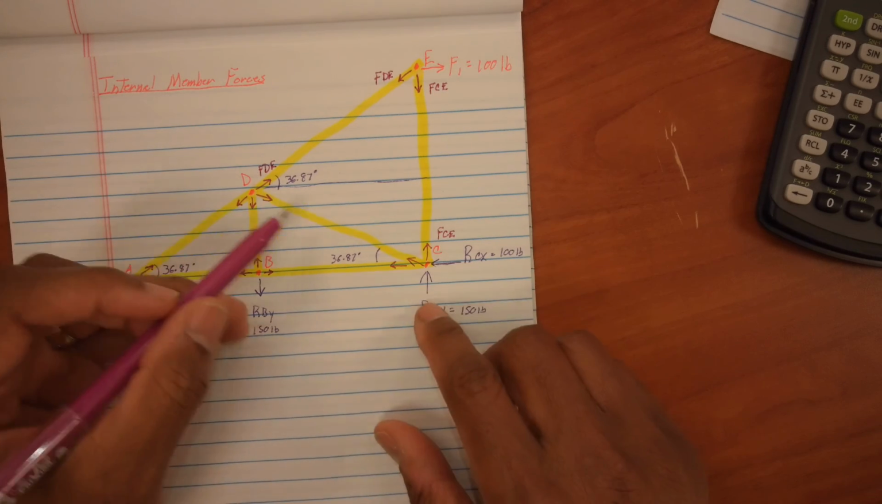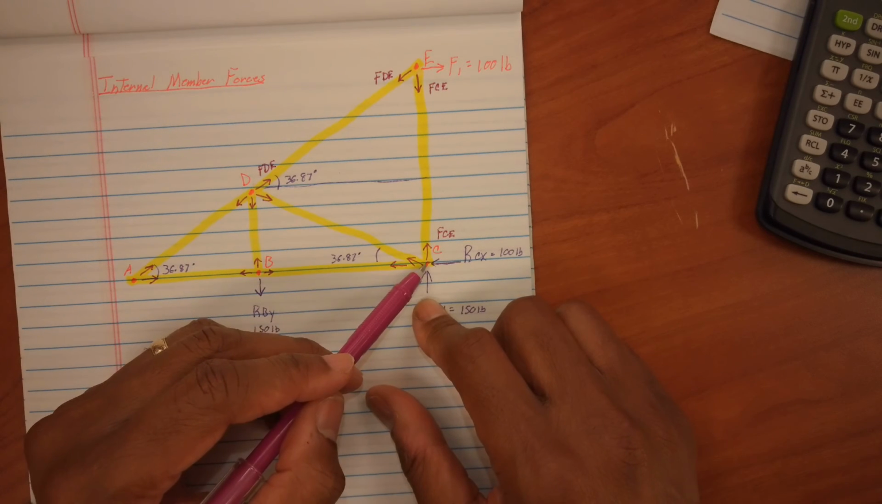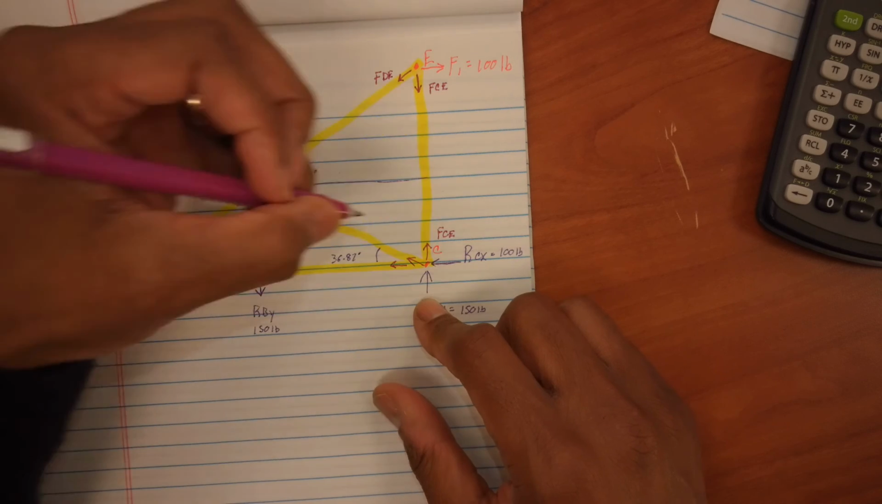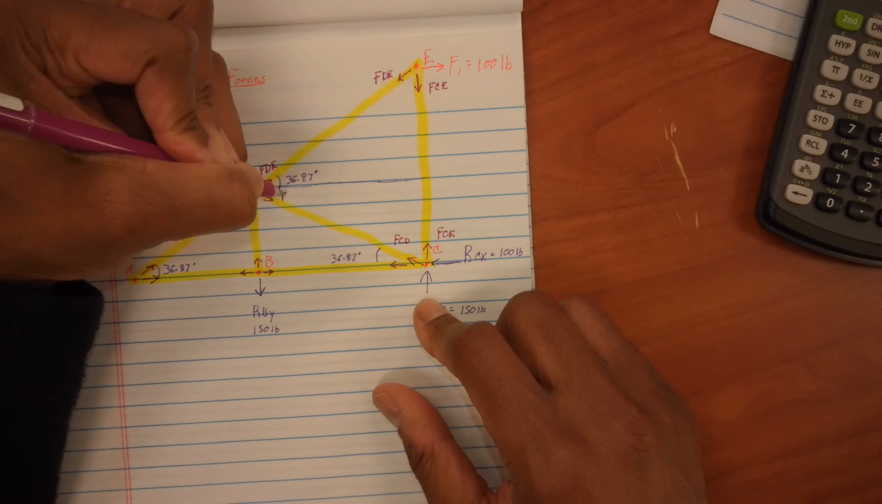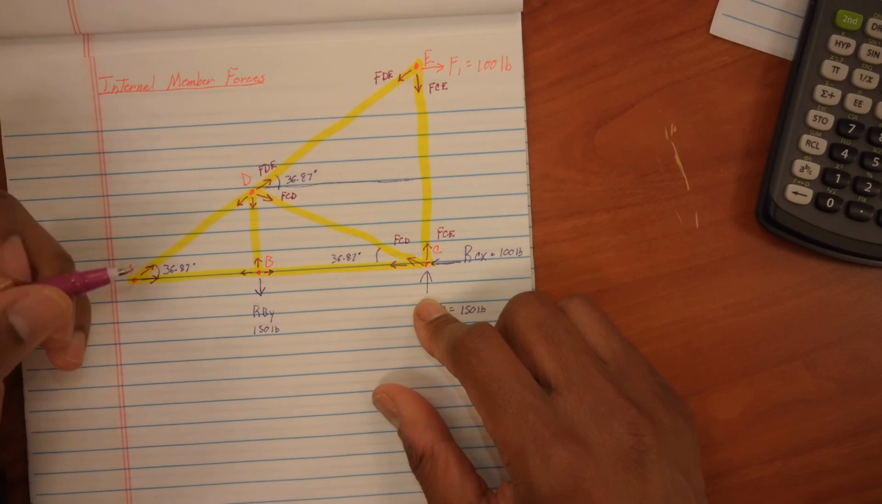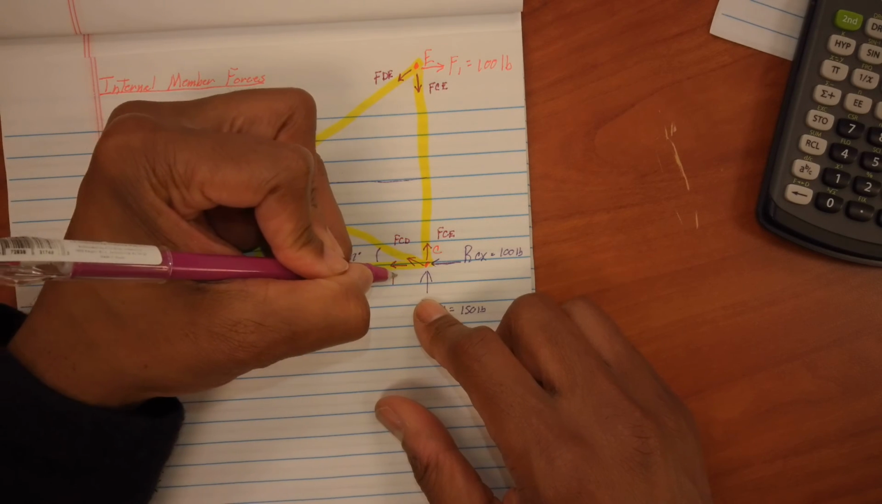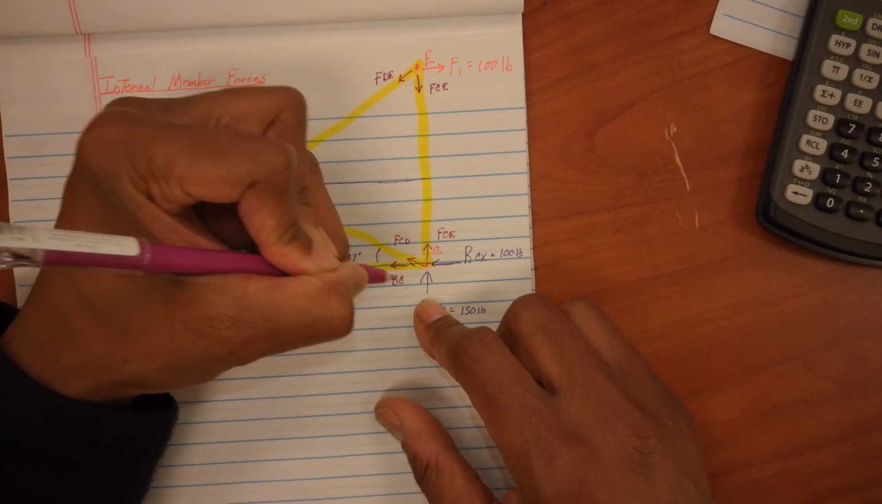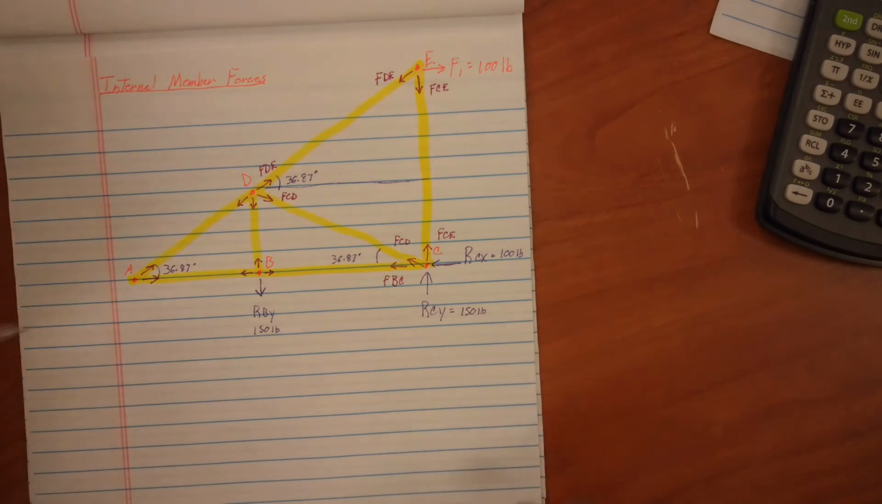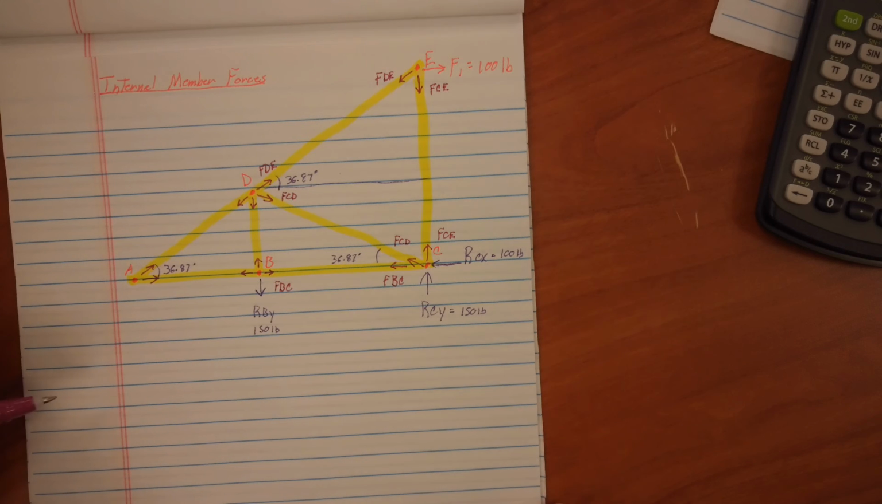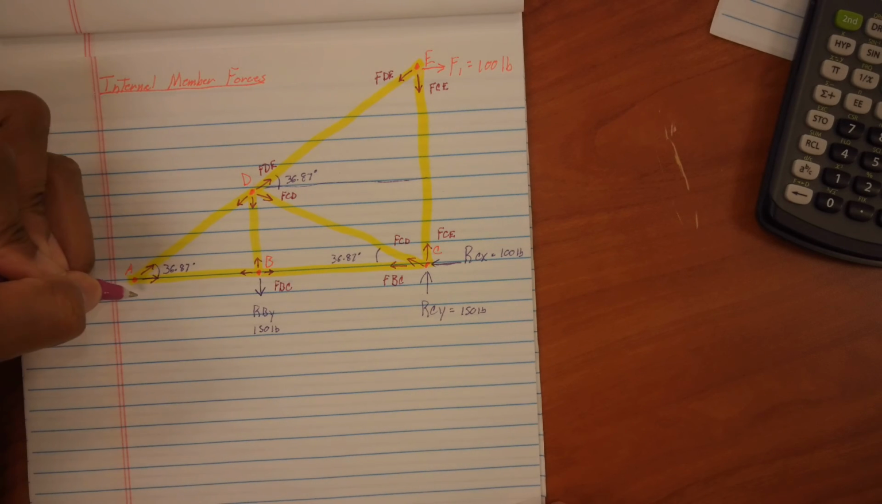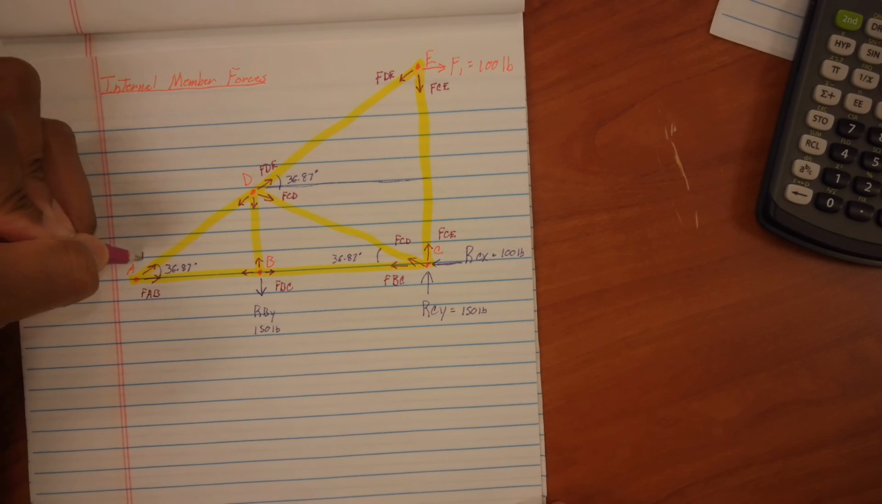Okay. Since this is between joint C and D, we're going to call this force CD. Okay. This force is called force BC. This is force BC. And this is force AB. This is force AD. Okay?